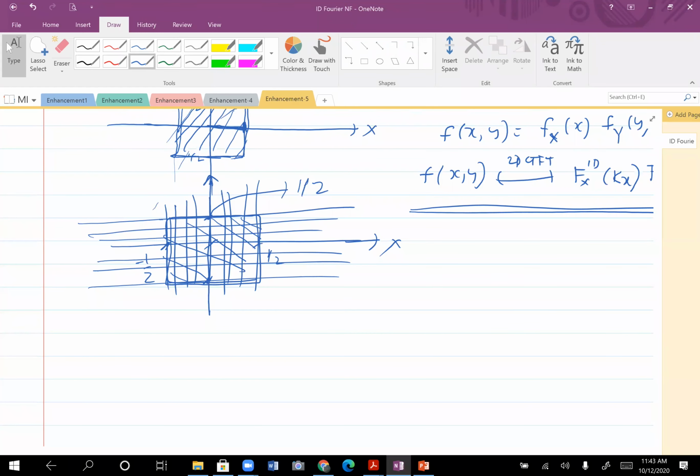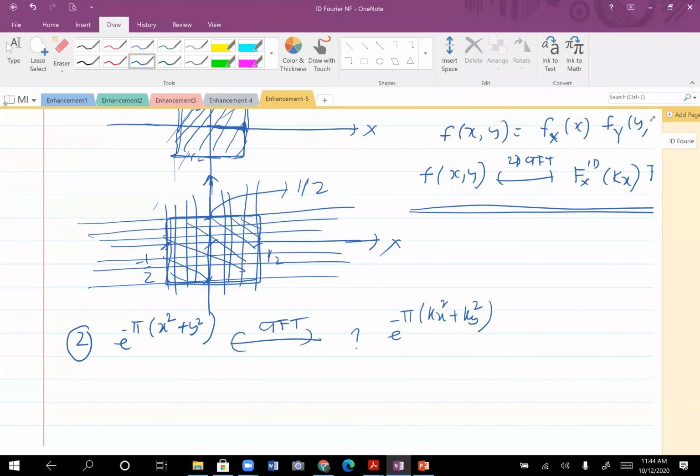After this box function, another example I'll take a look at is e power minus pi of x square plus y square. Can you tell me what would be the CTFT of it? It is e power minus pi kx square plus ky square. How are you able to do it? I am separating them into x and y functions, and then you are doing it.